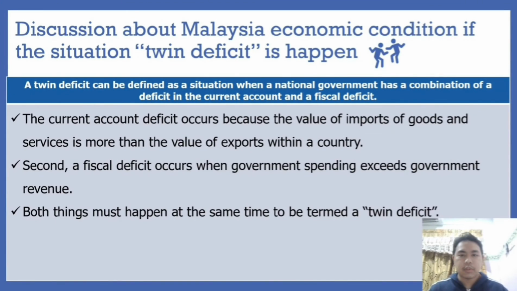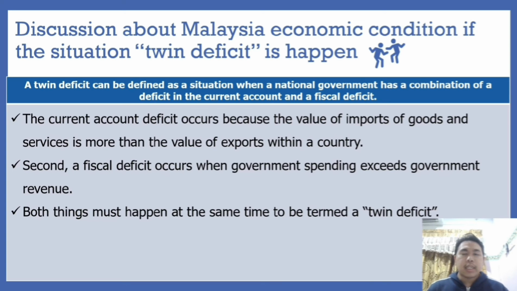And I will proceed with question number 3. Question number 3 is a discussion about the Malaysian economic condition if the twin deficit situation happens. First of all, I will tell you the definition of twin deficit. A twin deficit can be defined as a situation when a national government has a combination of a deficit in the current account and a fiscal deficit.